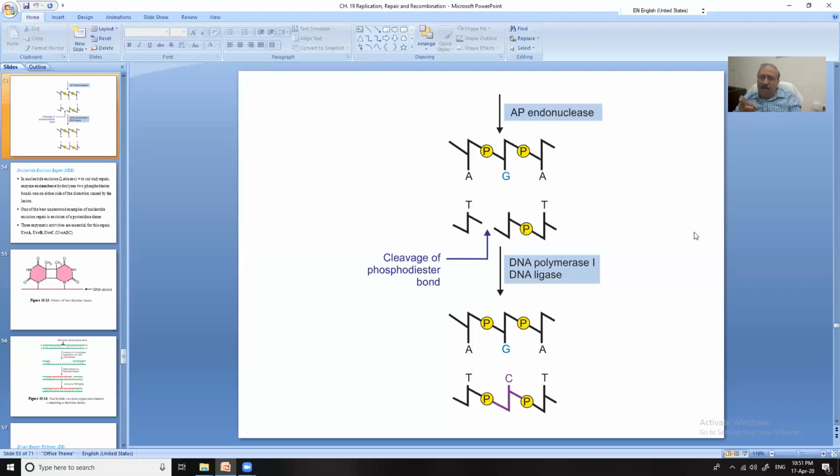Then DNA polymerase 1 is bringing cytosine again here, and this nick is repaired by DNA ligase. I told you endonuclease, exonuclease, DNA polymerase 1, DNA polymerase 2, and ligase. It is the action of these 4, 5 enzymes in all the mechanisms. So here it is the converting, right?